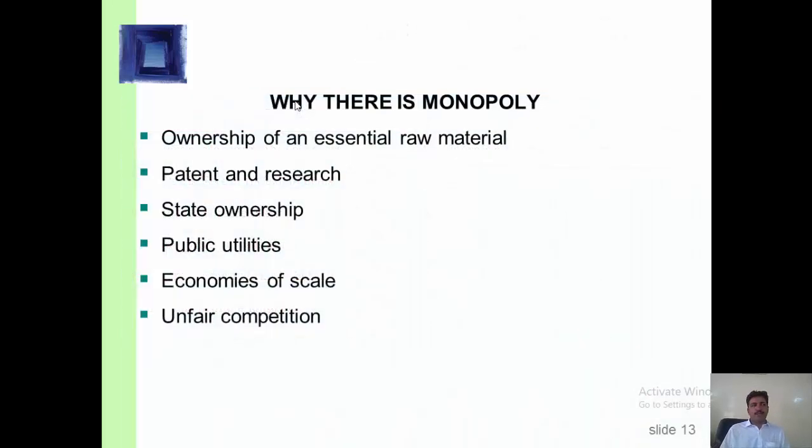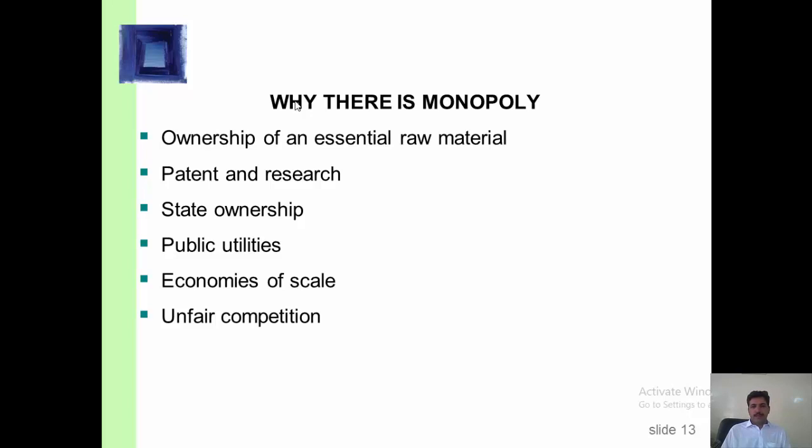Another question arises, why is there monopoly? What are the reasons for monopoly? Why are monopolies established? So, one of the reasons is ownership of essential raw material. If a big firm owns all the reservoirs, all the ores of a particular raw material, it is expected that it will have a monopoly over that particular commodity.